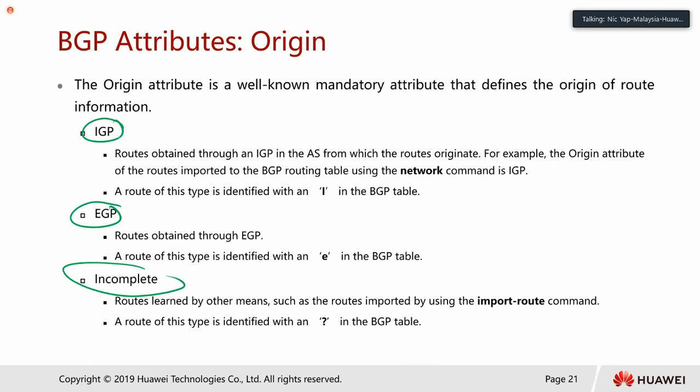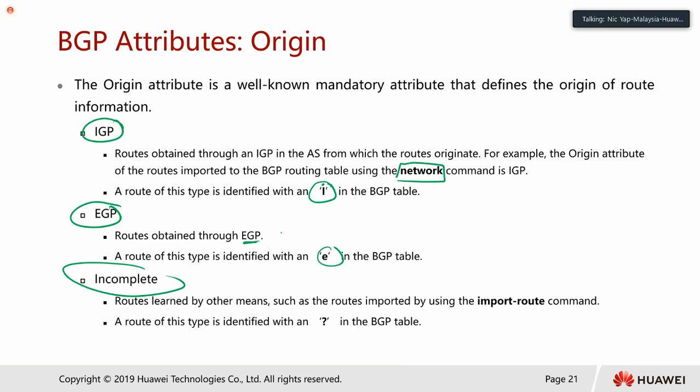For IGP, it means that the route you advertise using a network command. They are always originated by IGP as an I, so there should be a small letter i. When you learn from EGP, they will get an E.